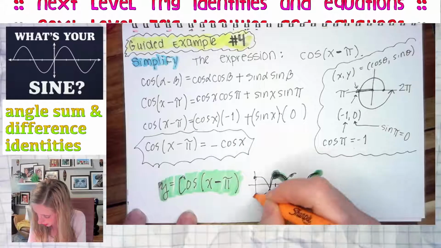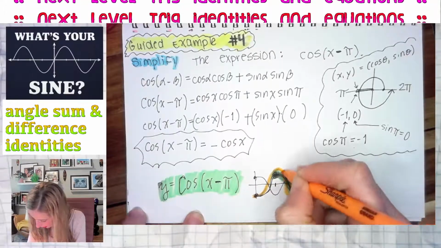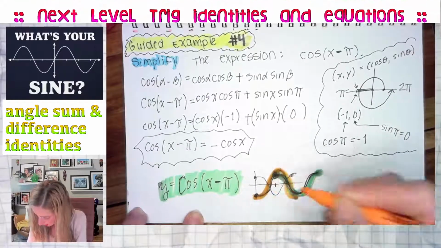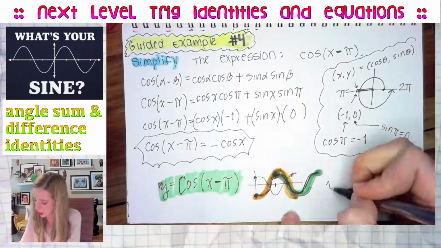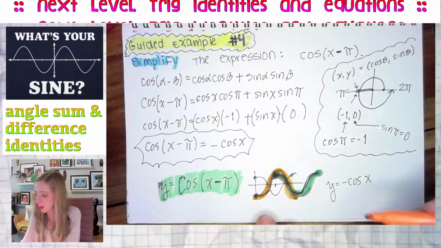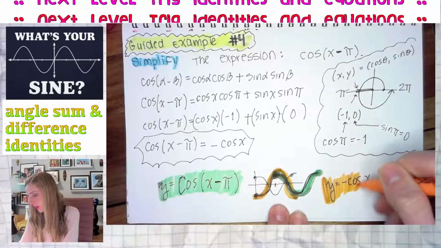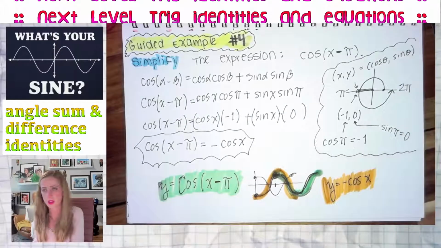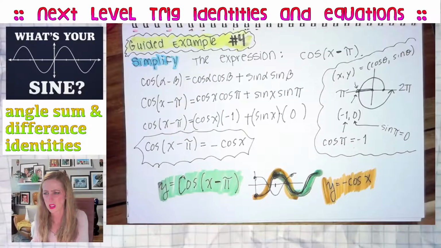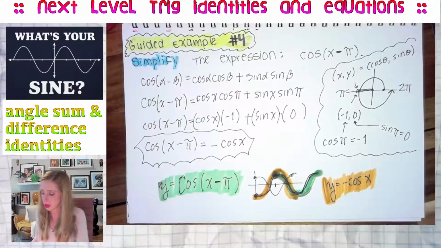Negative cosine, the negative cosine graph goes like this, back to here. That is negative cosine. Y equals negative cosine x. So just let that marinate. Think about that, because we're going to have some stuff come up in the future that we might have to have a discussion about. Sorry it's a little smudgy, but let it stew, all right?